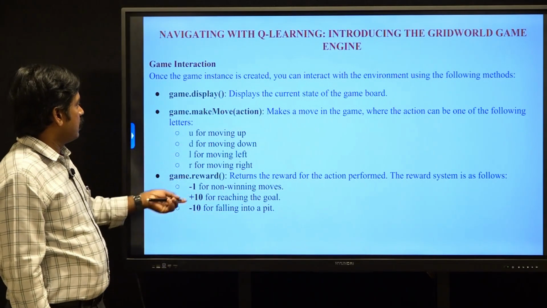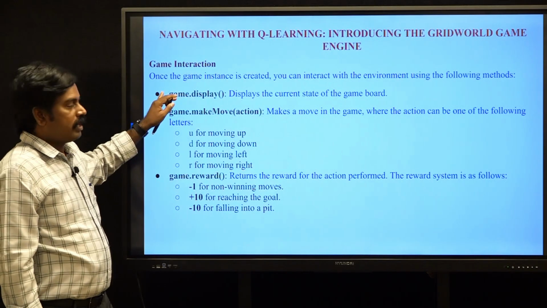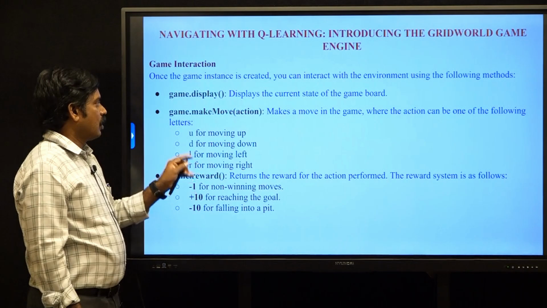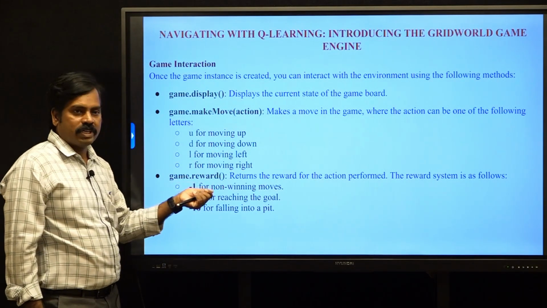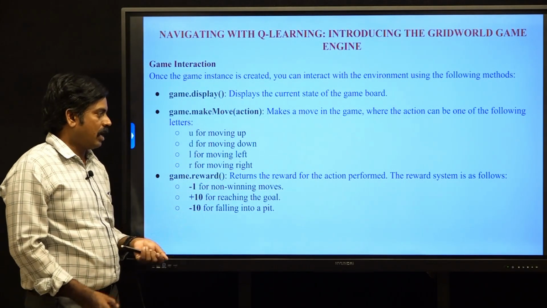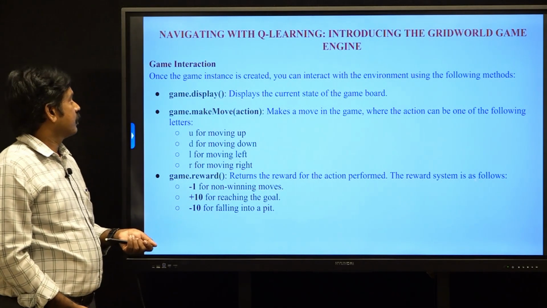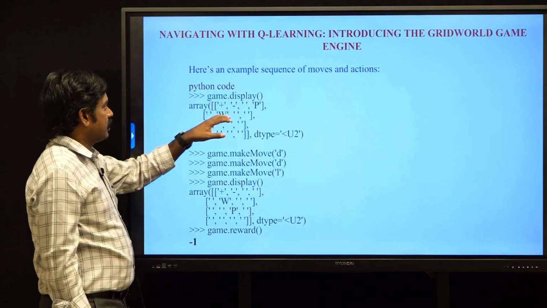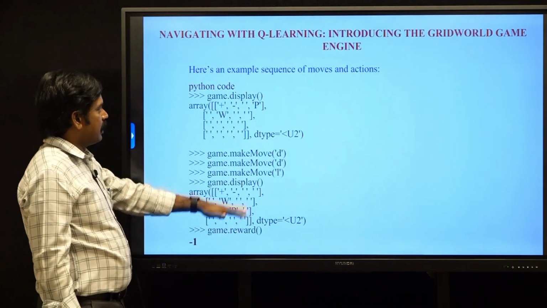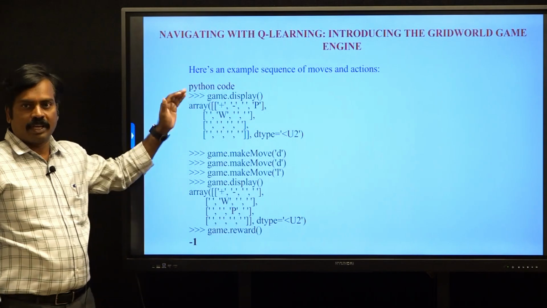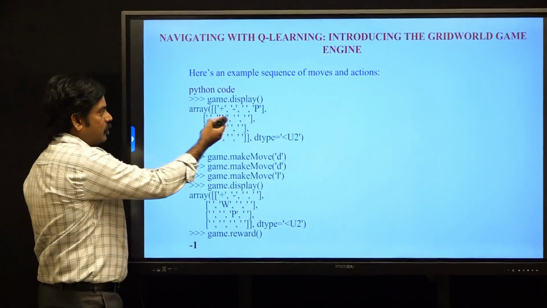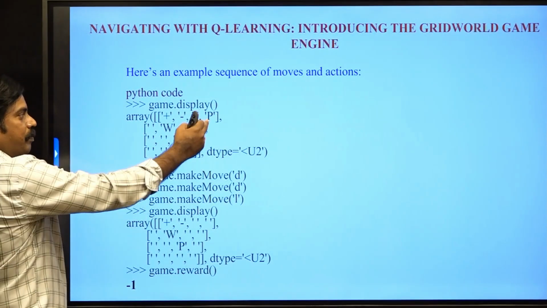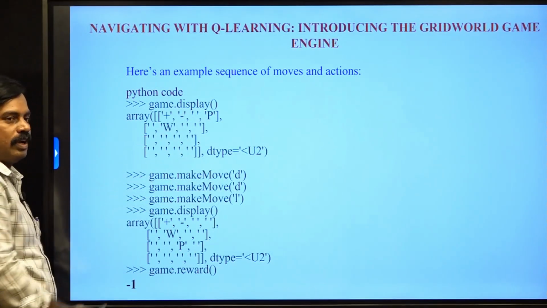Here we are using the methods game.display to display the game, and game.make_move to apply the actions, and game.reward to display the reward for the specific applied action. These are the interactions with the game. So for one example, in the Python code for the Gridworld game, game.display displays the game environment. Here the game environment displays the arrays: plus is the goal object, minus is the pit, P is the player, W is the wall.